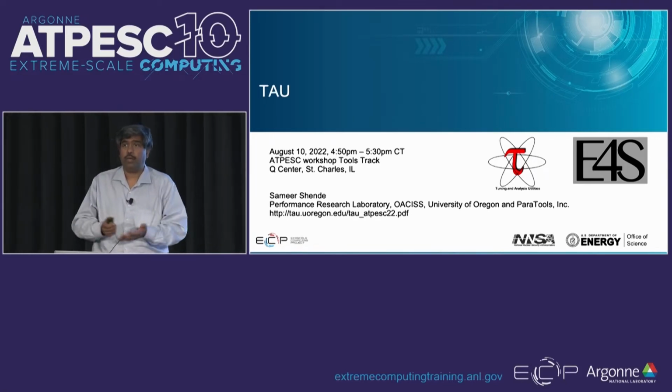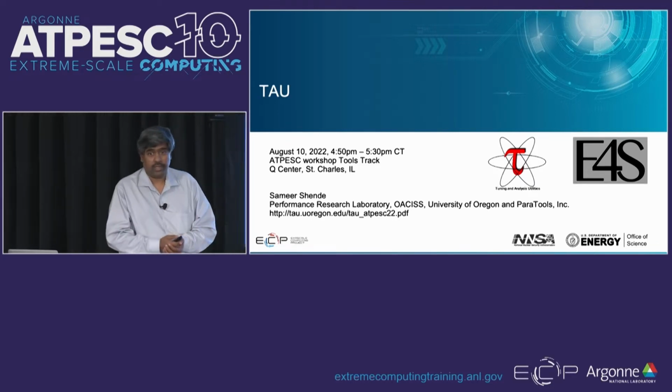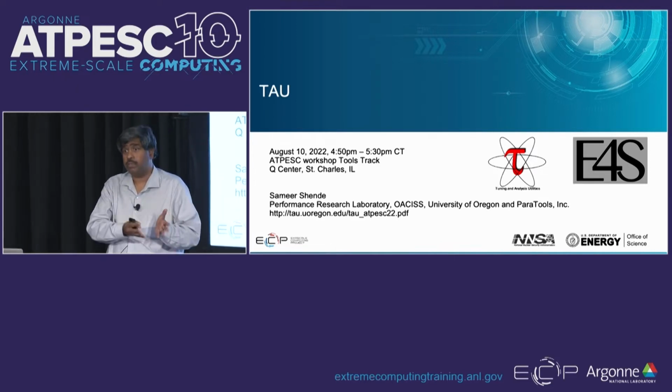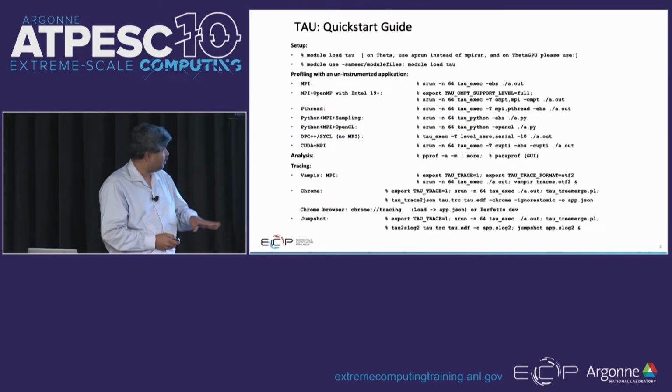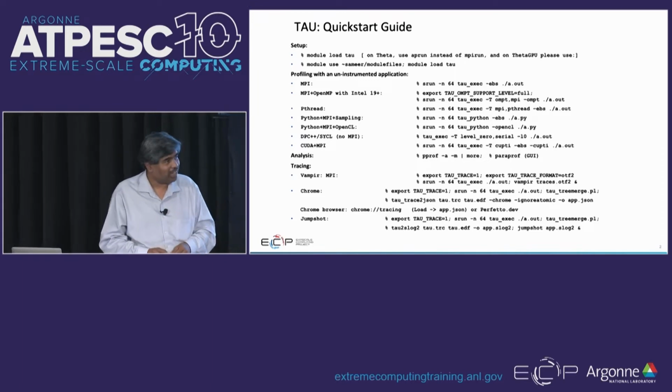I'll describe the tau performance system, another open source performance evaluation tool that allows you to look at the performance of your application on both CPU as well as GPU systems. And for those who are impatient, I have a quick start guide that gets you started.